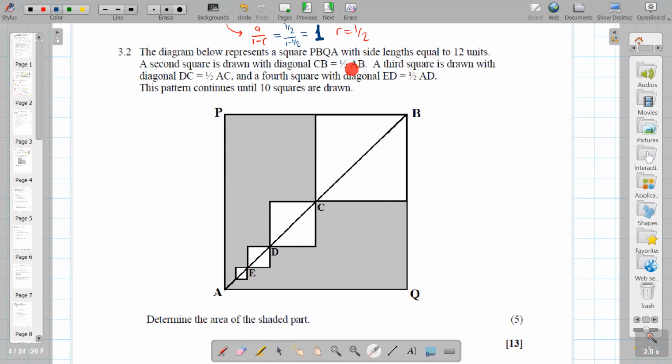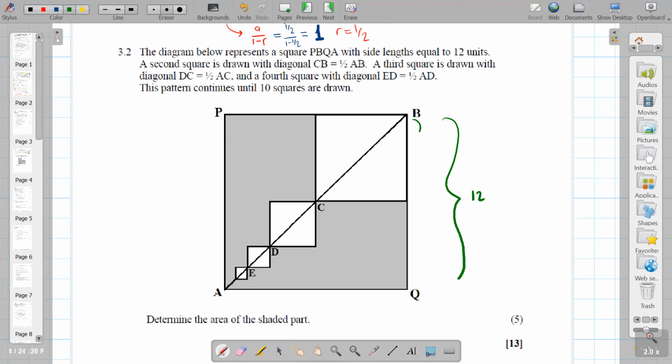Anyway, the diagram below has sides of equal length 12. So it's 12, 12, 12. And then all those are midpoints of those distances. CB is half of AB. And then a third square is drawn. DC is half of AC and so on. So it's half and half and half. So one side of the big square is 12.